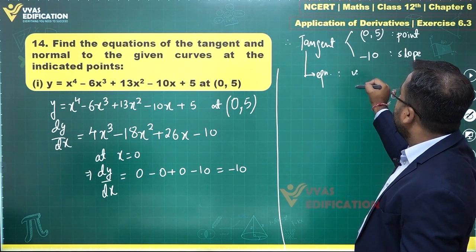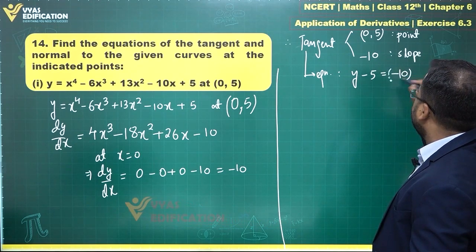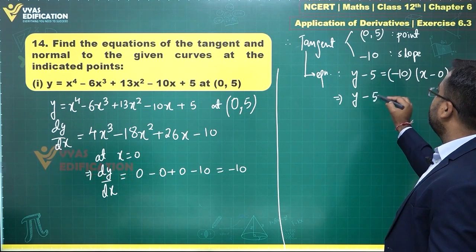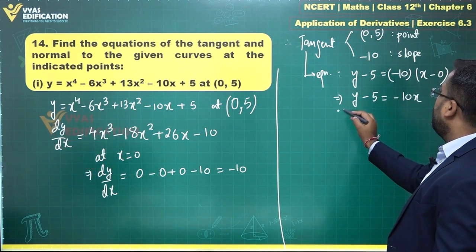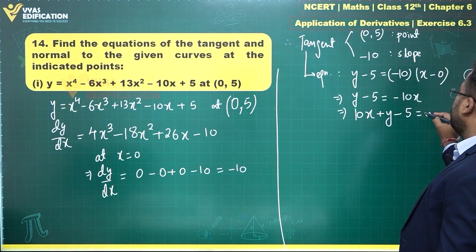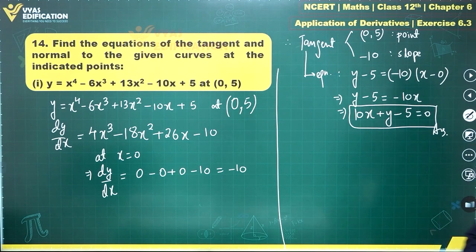The equation will be y minus y1 is equal to slope, that is minus 10 times x minus 0. This gives me y minus 5 is equal to minus 10x, or that tells me 10x plus y minus 5 is equal to 0 is the tangent for me. Is that okay? Yes. This is the equation of tangent, as you can see over here.